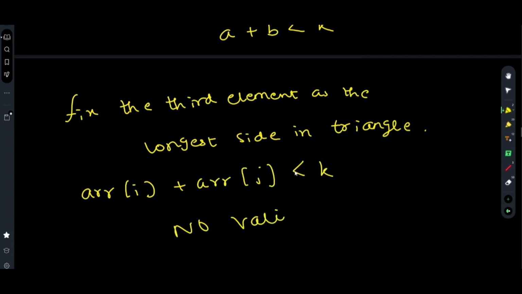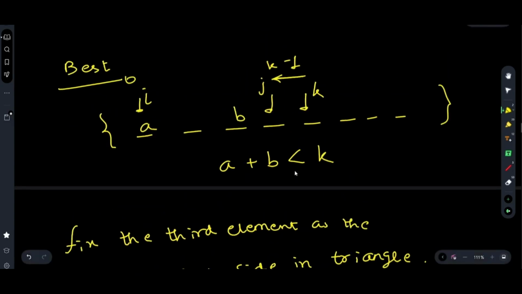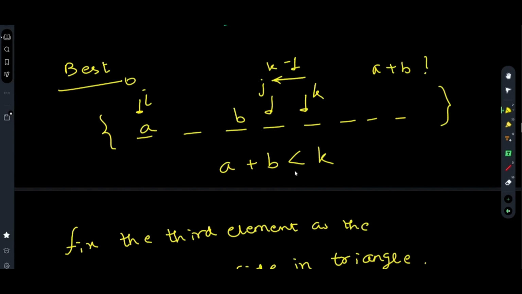not valid triangle, and you have to increase the sum. Now see, this is a sorted array. So what is the only possible way to increase a plus b? By decreasing b? No, because this is, let's say, b dash. B dash is less than b. So a plus b dash is less than a plus b. So there is no point in decreasing b.